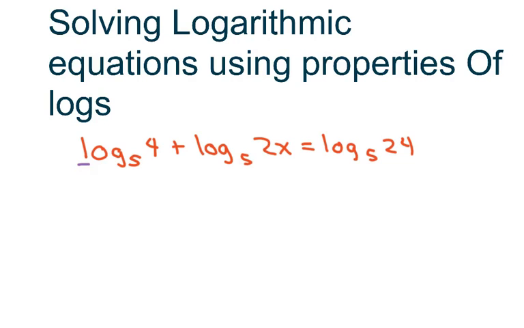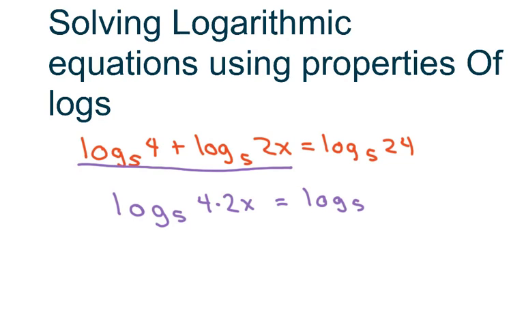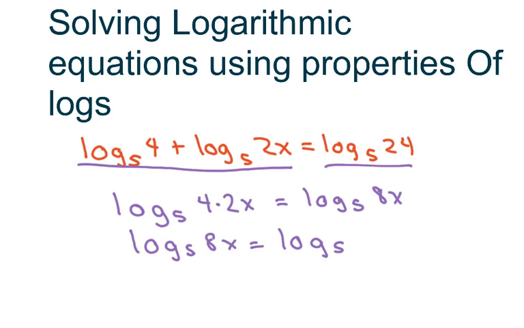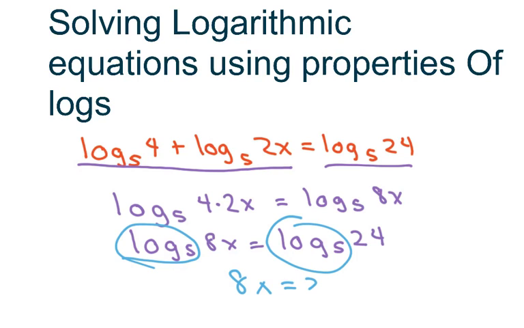Before I do this, I'm going to write the left side as a single logarithm. So that's going to be log base 5 of 4 times 2x, which equals log base 5 of 8x. So we have log base 5 of 8x equals log base 5 of 24. Since my bases are the same, I'm just going to solve for x, and so x equals 3. And you can plug it in and check.